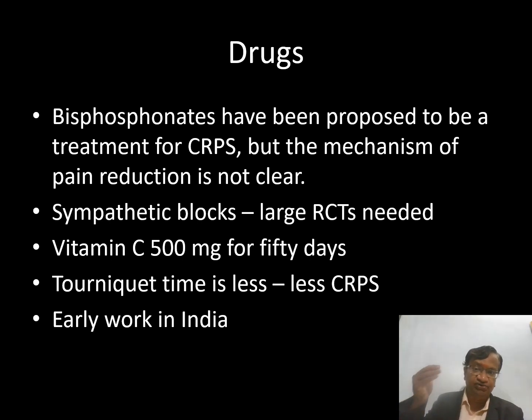Nortriptyline is related to catecholamines, and flupirtine is an NMDA antagonist. Bisphosphonates have been proposed as a treatment for CRPS. Yes, they are available, alendronate and others. Sympathetic blocks, yes, large RCTs are needed. They have found that if tourniquet time is less, then there is less CRPS.